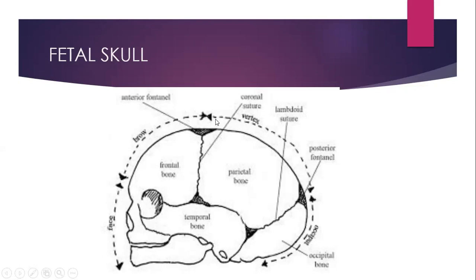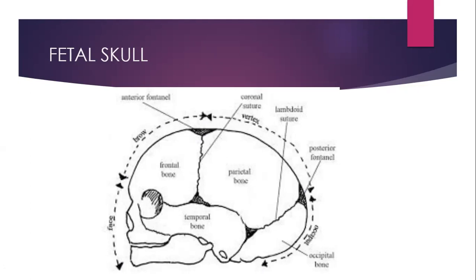Yes, sir. Okay. So this portion is known as the vertex. This is the brow portion and this is the face portion. So occiput, vertex, brow, and face. So the vertex lies anteriorly. So this is the bregma, right? Bregma is just below the highest point of the skull. So that is known as bregma.